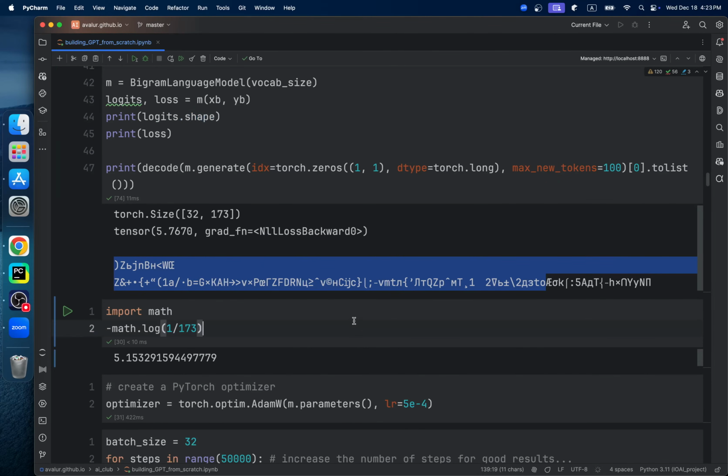Let's do it. And what is our expectation about the general loss, about the average loss?